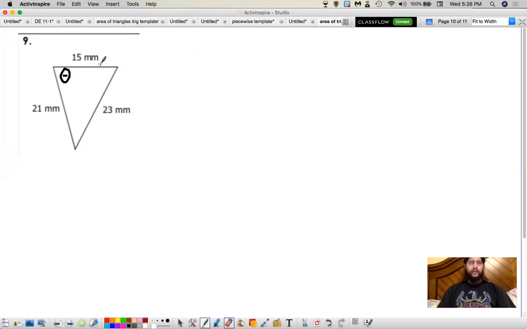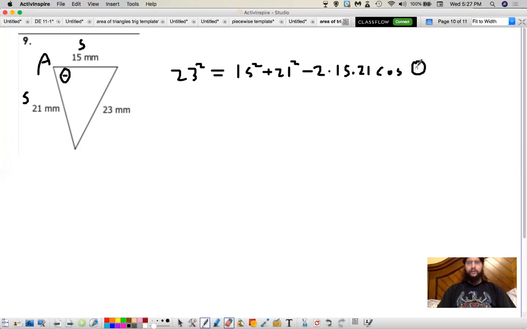So if I'm solving for that angle, I'll be using these pieces of information. I need to start my law of cosines with the side opposite of my angle, so 23. And then the order of the other two does not matter. Multiplication is commutative and addition is commutative. Cosine of my unknown angle.